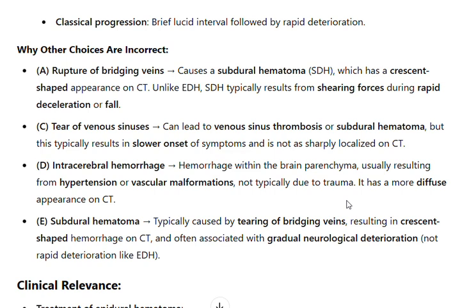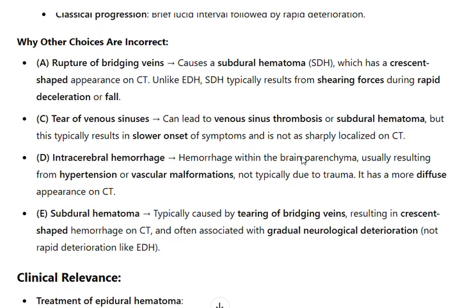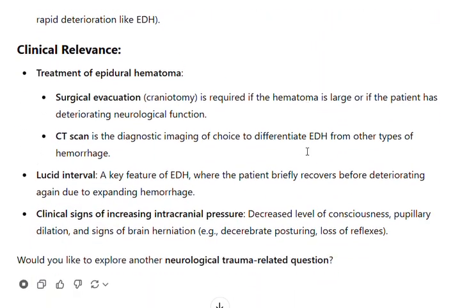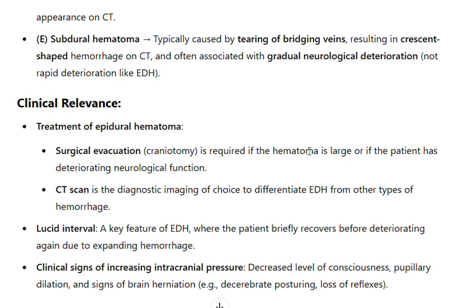E. Subdural hematoma, typically caused by tearing of bridging veins, results in crescent-shaped hemorrhage on CT, and is often associated with gradual neurological deterioration, not rapid deterioration like EDH.